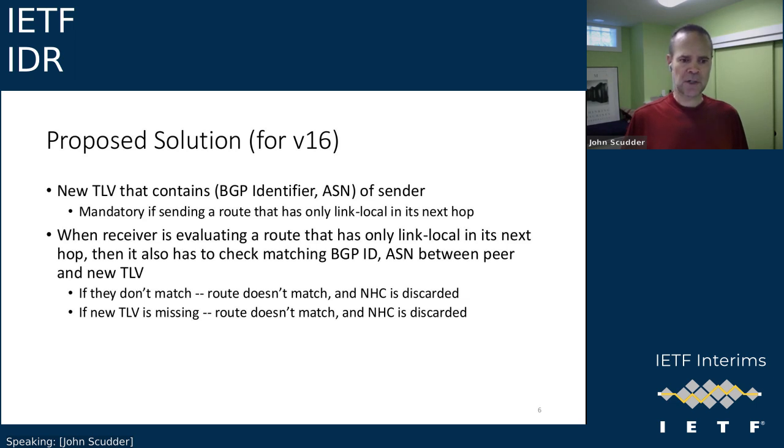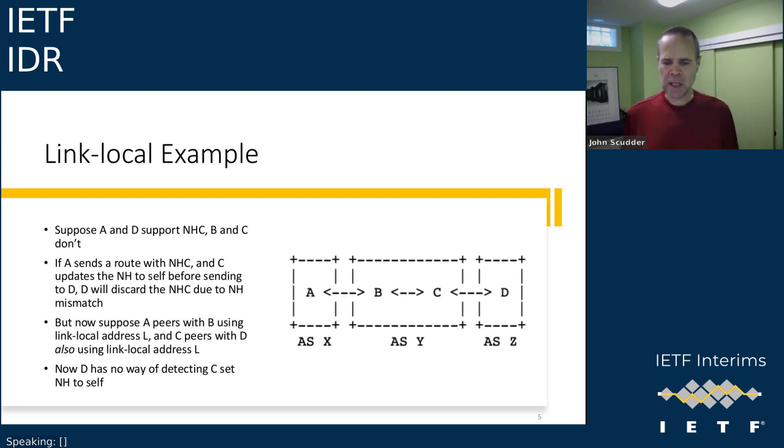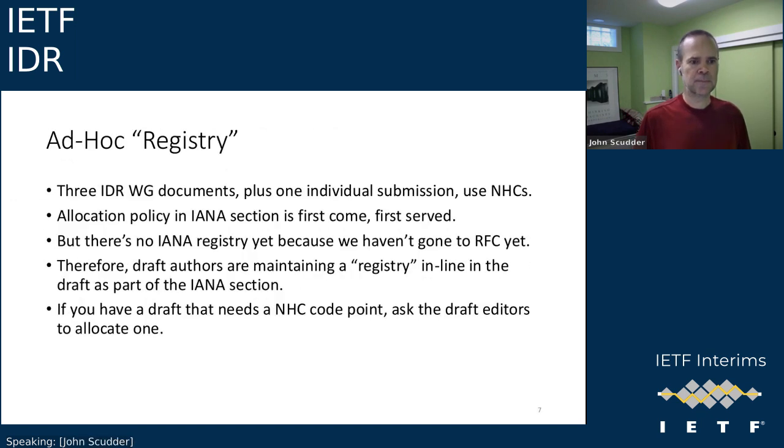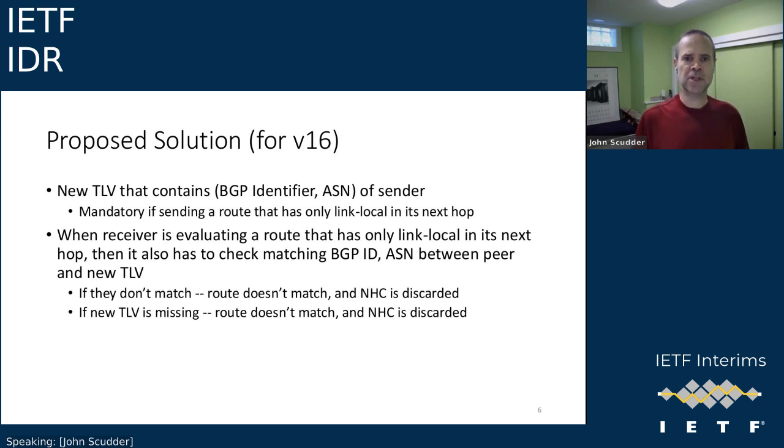One thing to notice about this is that since link locals are supposed to be link local, the only thing you should need to worry about is, did this NHC come from my direct neighbor? Because the NHC has an address in it that should only have come from a direct neighbor. So that means I should be able to just compare the BGP identifier and AS number that I see in the NHC with the BGP identifier and AS number of the direct neighbor, which I've gotten out of the open. And hopefully we'll get some text nailed down on that and publish it as a version 16, and then people can take a harder look at it and see if they like it.